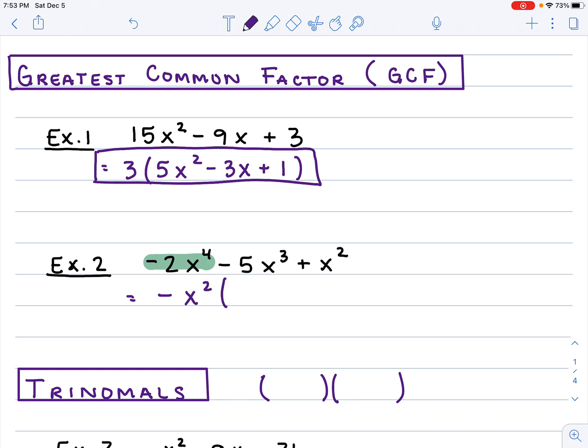If I remove a negative x squared from negative 2x to the fourth, I get positive 2x squared. You essentially subtract those exponents. If I pull out a negative x squared from that negative 5x cubed, I get positive 5x. And if I do x squared divided by negative x squared, I get negative 1. And that would be my final solution.